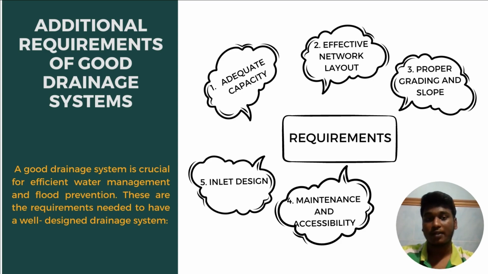Then the second one is effective network layout. The drainage network should be designed to efficiently collect and transport water away from the area. It should include a well-connected network of pipes, channels, and inlets that can effectively capture runoff and direct it towards appropriate discharge points or storage facilities.